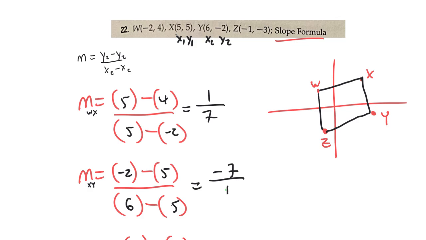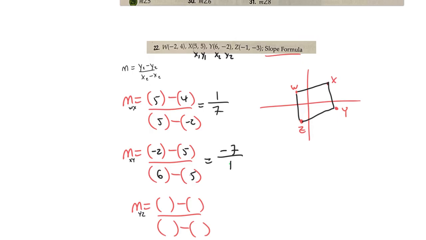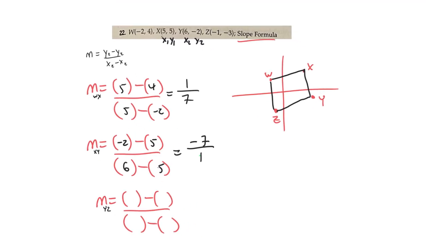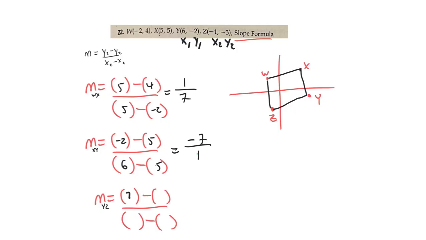Okay, that's good information. Looking at the slope of YZ, let's go ahead and call this X1, Y1. We'll call this X2, Y2. That would be negative 3 minus negative 2, all over negative 1 minus 6. So negative 3 minus negative 2 is really negative 3 plus 2, which is really negative 1. Negative 1 minus 6 is really negative 7. So that would become a 1/7.